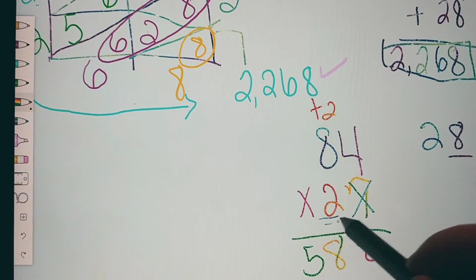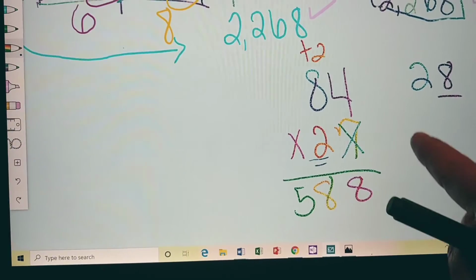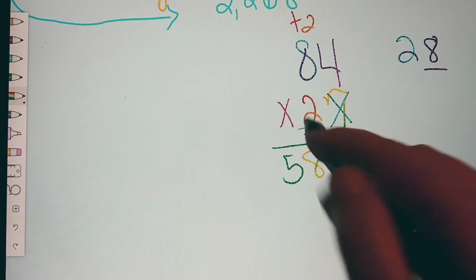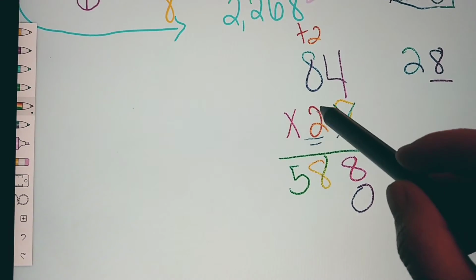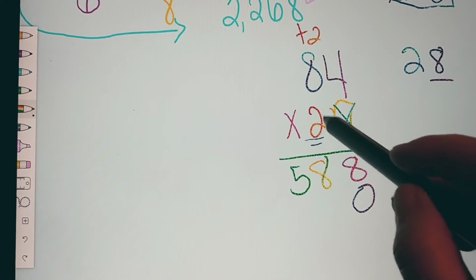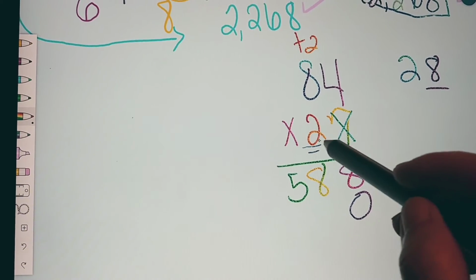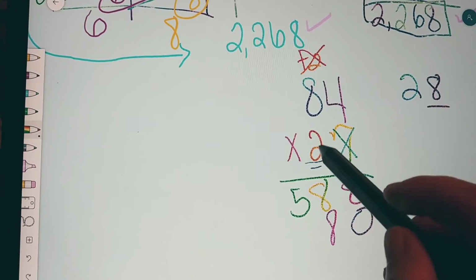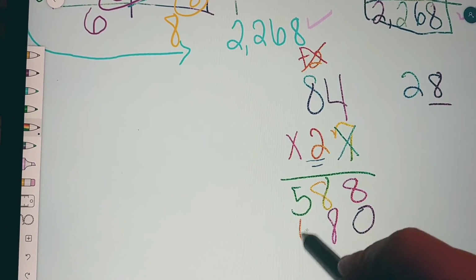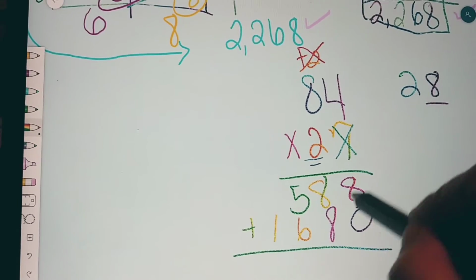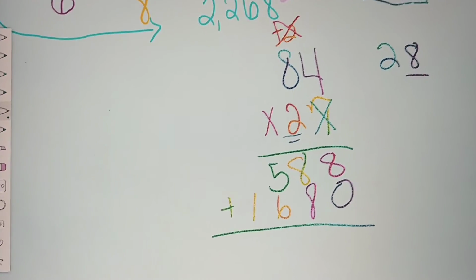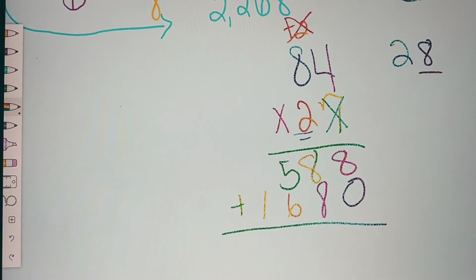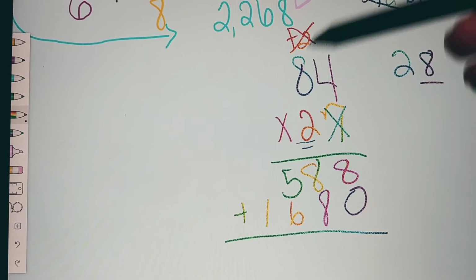So now we have the 2. The 2 is in the tens place. So what we're going to do is move this up a little bit and put a 0 to hold the ones place because this is the 2 in the tens place. It's actually 20. Now we're going to multiply 84 by 20. So 2 times 4 is 8. We don't need this, so I'm crossing that out. 8 times 2 is 16. Now we found the products of 84 times 7 and 84 times 20.